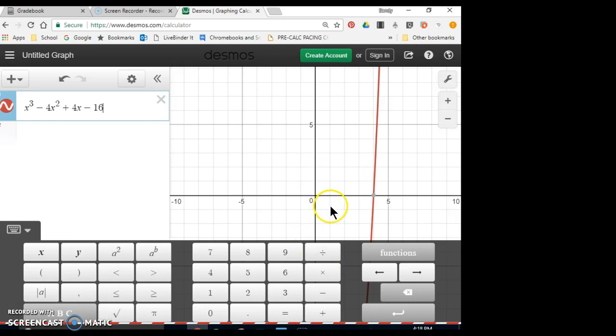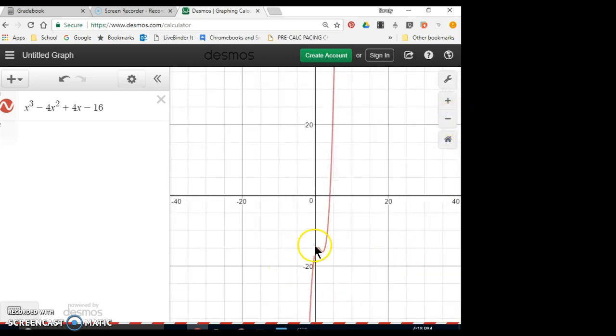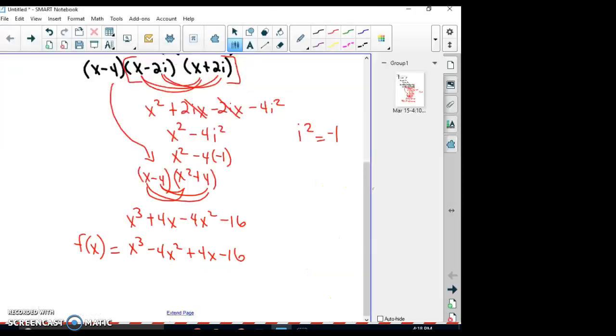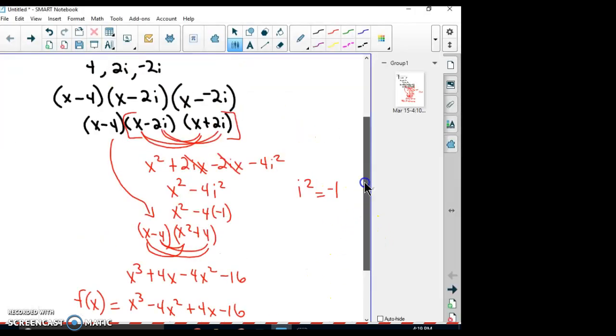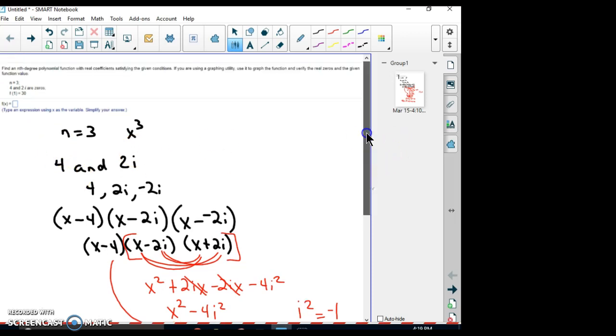And I'm going to look at this graph. Here's what the graph looks like if I zoom out here. But this graph only shows one x-intercept. And if I click on that x-intercept, it is a positive 4. So if I go back here and look at the very beginning, my only real zero was positive 4. So I know that my graph is right.